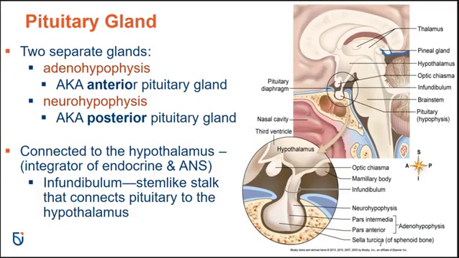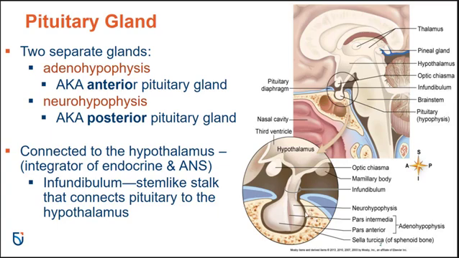If we focus in on this image, it is a cross section through the brain. It's a sagittal section and a medial section. You can see here the thalamus. You can see underneath that the hypothalamus. Connected to the hypothalamus then is the pituitary gland, also known as the hypophysis. The pituitary gland is two distinct glands, and they have therefore different ways of releasing their hormones.